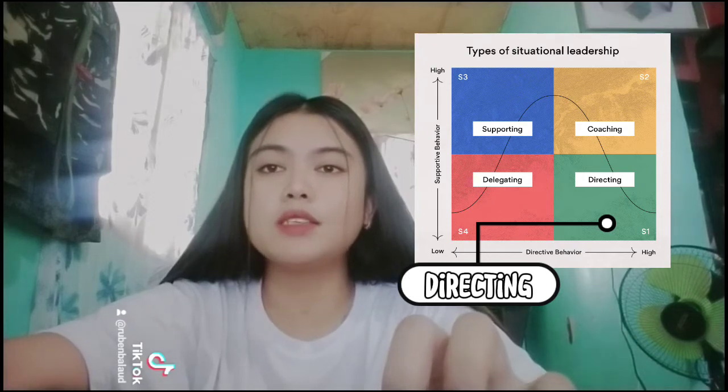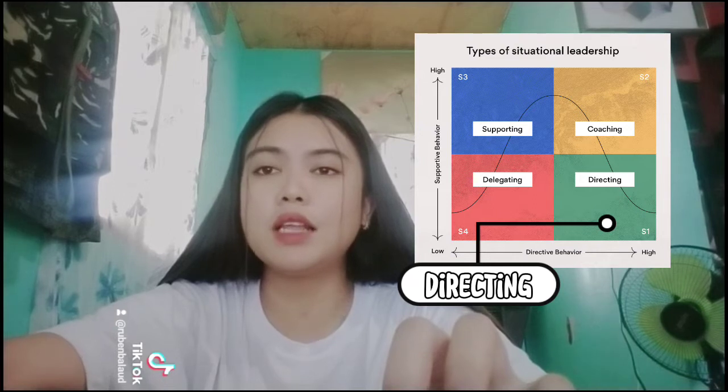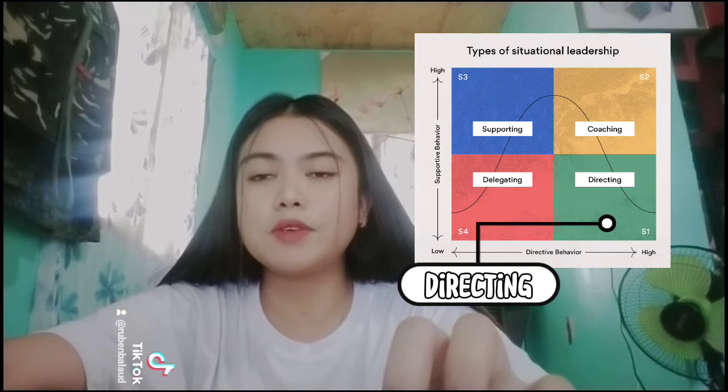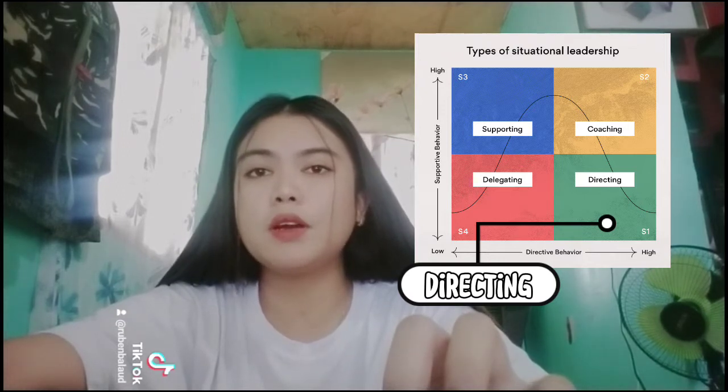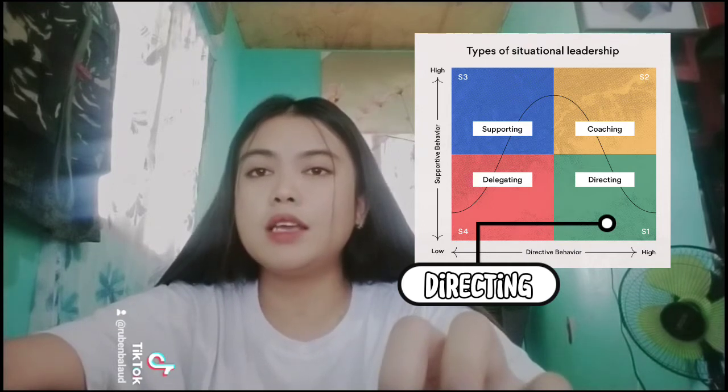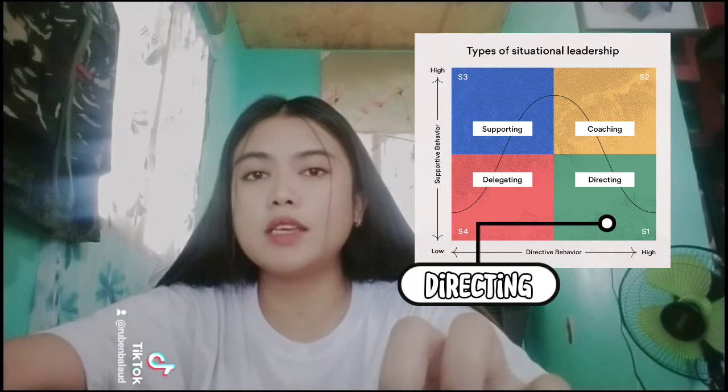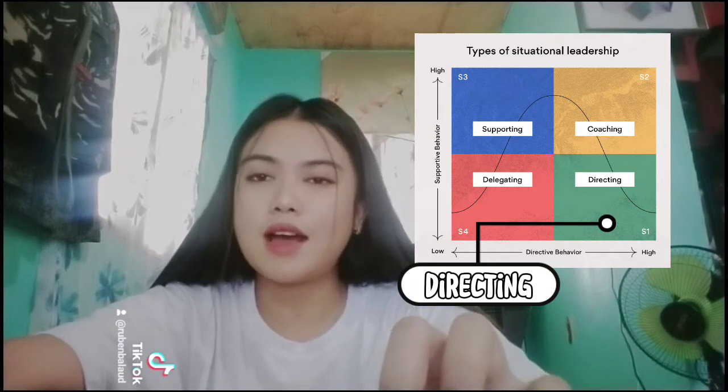First is directing. Style 1 is the directing situational leadership style, also known as guiding or telling. When directing, the level of directive behavior is high, while the level of supportive behavior is low. This leadership style is most effective when the team member requires close supervision by you as the leader, either because they are inexperienced or because they have low commitment to the task at hand.